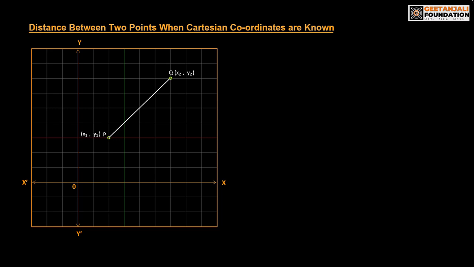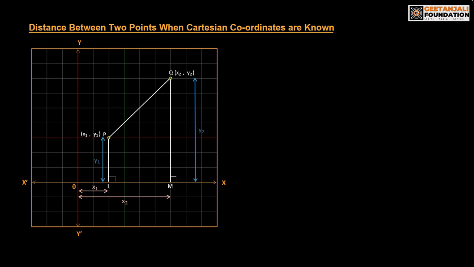Directly it is not possible. So let's see how we can derive the formula for this. So first of all, let's draw a perpendicular from P and Q on x-axis. From P we have drawn PL and from Q we have drawn QM. The length of PL would be y1 as the y-coordinate of P is y1. It is perpendicular distance from x-axis, and length of QM would be y2 because this is the perpendicular distance of Q from x-axis. Length of OL is x1 and distance of OM is x2.